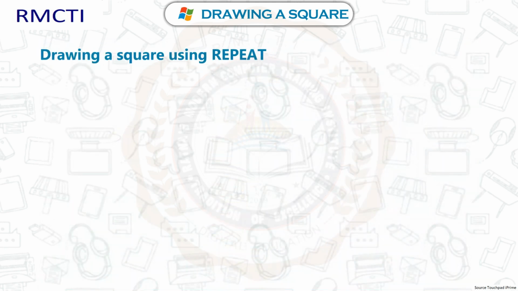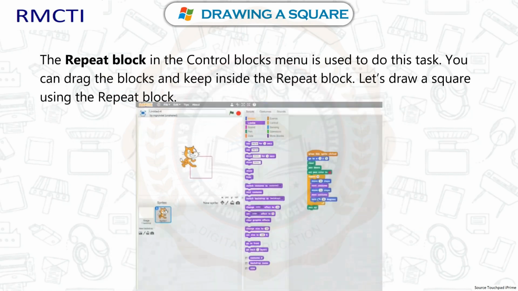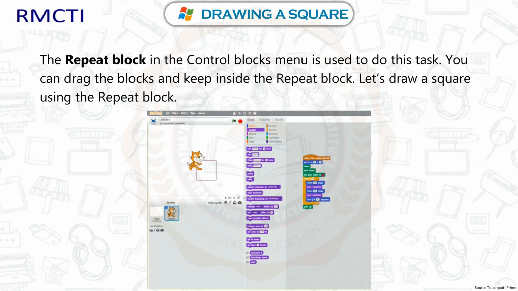Drawing a square using repeat. In the previous example, a square was drawn by using pen, move, and turn blocks. In order to avoid repetition of commands, the repeat command is used. This command reduces the number of lines of commands you need to write to draw a figure. The repeat block in the Control Blocks menu is used to do this task. You can drag the blocks and keep them inside the repeat block.